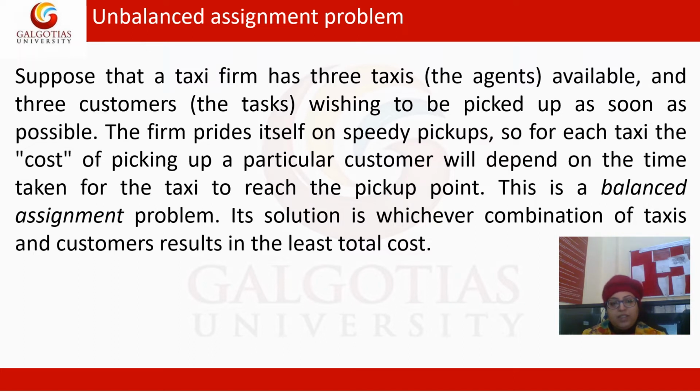So this is a balanced problem, as we have three taxis and three customers. The first taxi will pick the first customer, the second taxi will pick the second customer, and the third taxi will pick the third customer, right? So the solution is whichever combination of taxis and customers results in the least cost. We can make the possible combinations of taxis and customers so that we have the least total cost, because here we have an equal number of agents and customers.